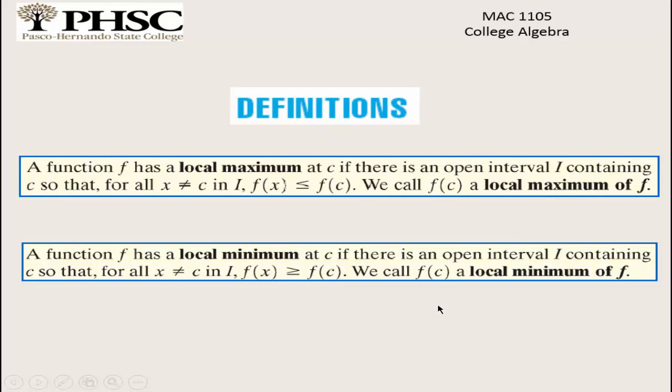So here are some definitions. A function f has a local maximum at c if there's an open interval I containing c so that for all x not equal to c in the interval, f of x is less than or equal to f of c. So therefore we call f of c a local maximum of f. A function f has a local minimum at c if there's an open interval I containing c so that for all x not equal to c in the interval, f of x is greater than or equal to f of c, and this is what we call a local minimum of f.